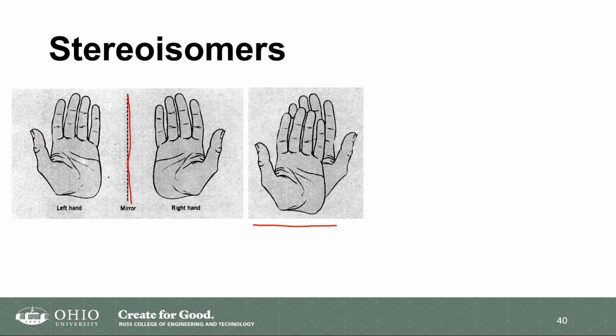But you can see that the connections for your left and right hand are the same. You have your thumb, and then your index, your middle, your ring, and your pinky. Again, the order is the same. You still have your pinky next to your ring, next to your middle, next to your index, and next to your thumb. So the order of connections is the same, but these are two images that you cannot superimpose on each other.